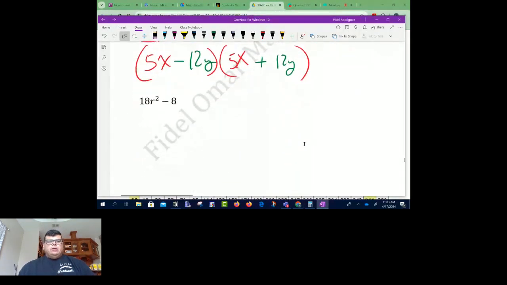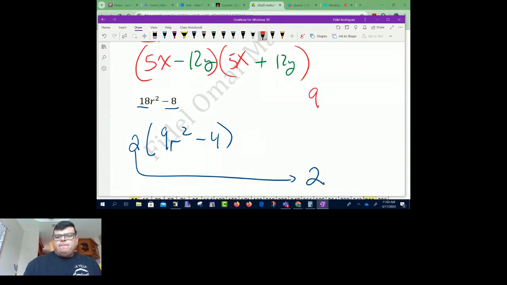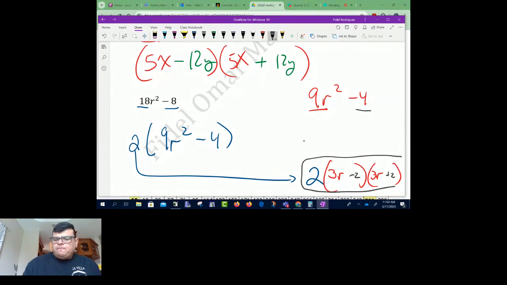Okay. For the next one that we're going to do here, again, the first thing I want to notice is we can take out a 2. 9r squared minus 4. I'm going to bring that 2 down here. Here I have a 9r squared minus 4. So I'm going to do this. If that's a 9r squared, I'm going to put a 3r and a 3r. If that's a minus 4, I'm going to put a minus 2 and a plus 2. And we're done.